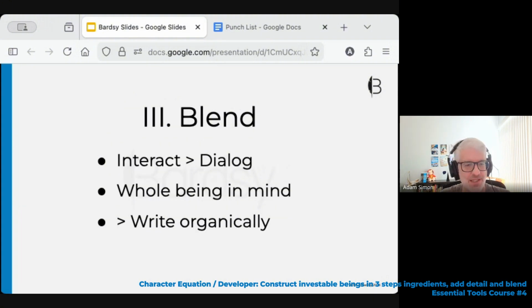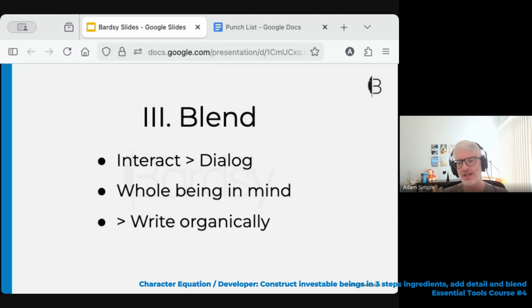Okay. Finally, we come to blending, and this is the part that most people miss, right? We want our characters to be people in the sense that the mental model is active, whole, and fully developed. And the only way to do that is by interacting with them.